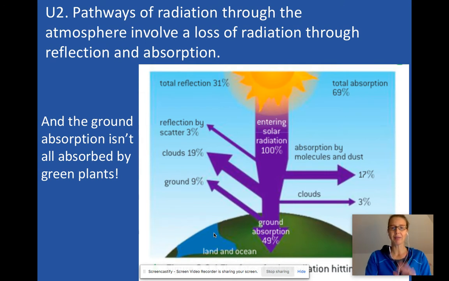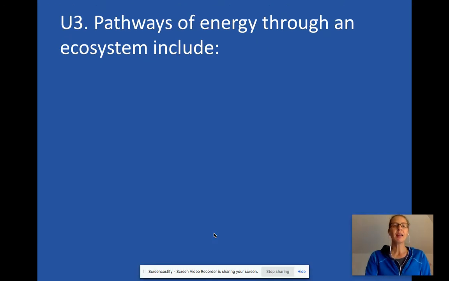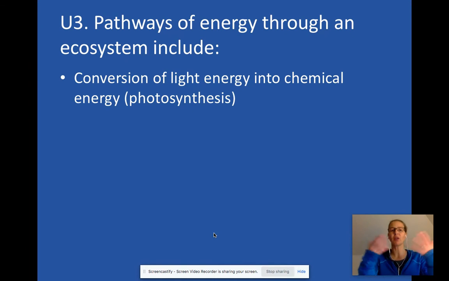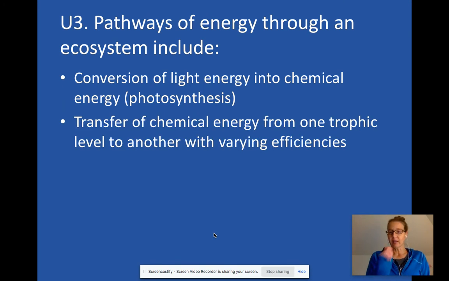Okay, so half. And then the pathways, once it's in an ecosystem, where does this energy go? Well, first of all, you can get the conversion of light energy into chemical energy. That's the big important first step in energy within an ecosystem. That's the fixation. That's how energy is fixed. Once that energy is fixed, that chemical energy can be moved from one trophic level to the next, at varying efficiencies, of course. Some ecosystems are more efficient than others at moving it through.